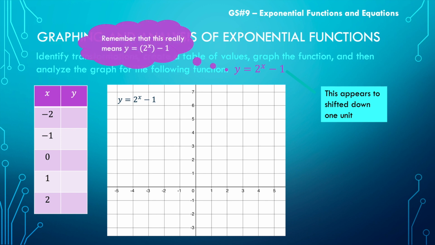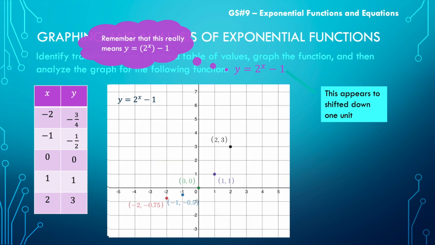Let's go ahead and remember that we've got to apply the exponent first to the 2 and then subtract 1. So 2 to the negative 2 is 1 over 2 squared, which is 1/4, minus 1 is negative 3/4. 2 to the negative 1 is 1 over 2 to the first, is 1/2 minus 1, which is negative 1/2. 2 to the 0 is 1. 1 minus 1 is 0. 2 to the first is 2, minus 1 is 1, and 2 squared is 4, minus 1 is 3. Great table of values. Go ahead and plot those points and sketch the curve.